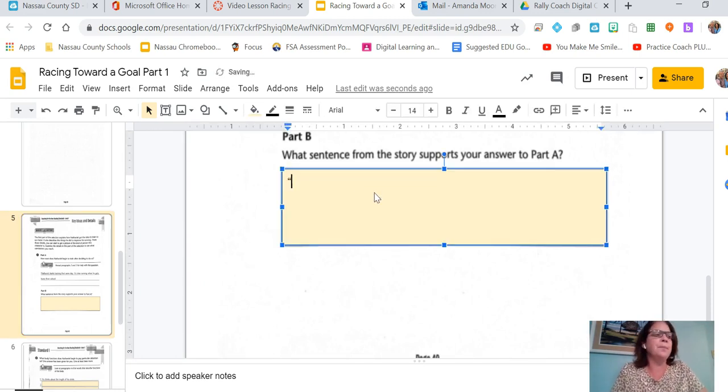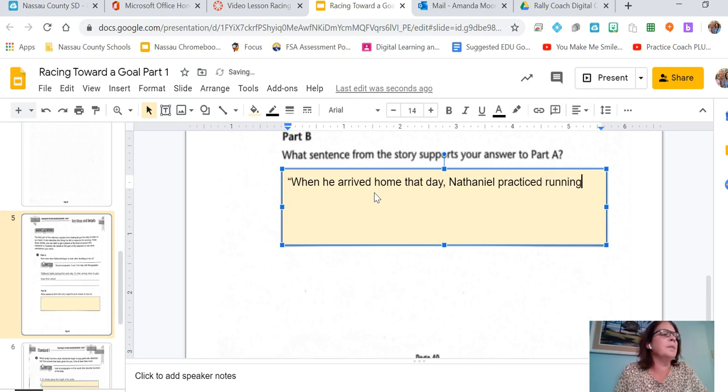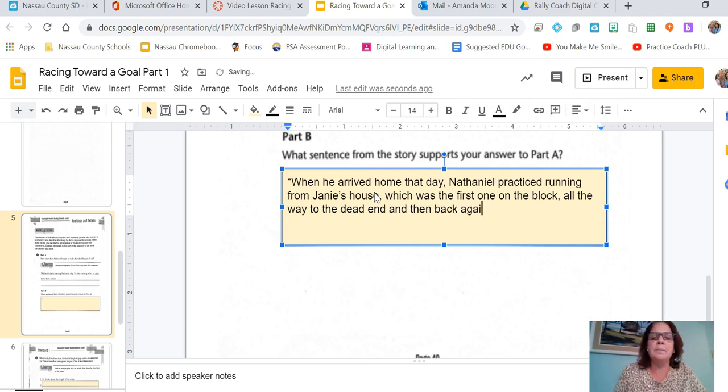So you have quotation marks, when he arrived home that day, Nathaniel practiced running from Jamie's house, which was the first one on the block, all the way to the dead end, and then back again. If you need to pause this so you can copy and type word for word, please do so, and then resume the video whenever you're done typing.